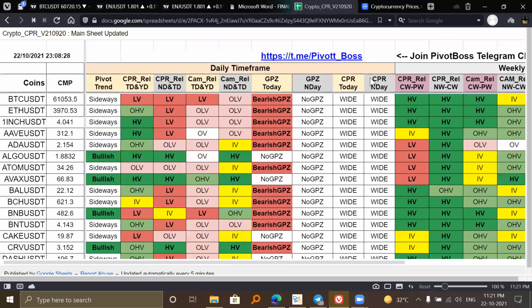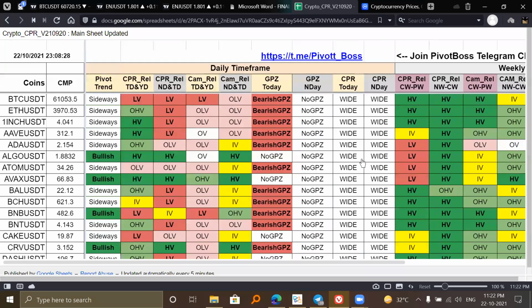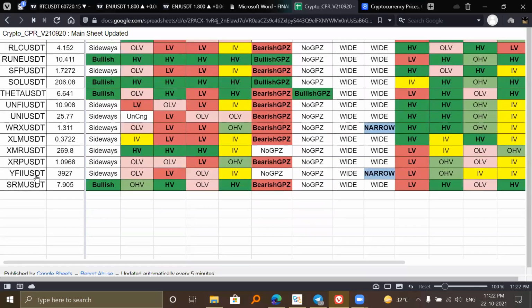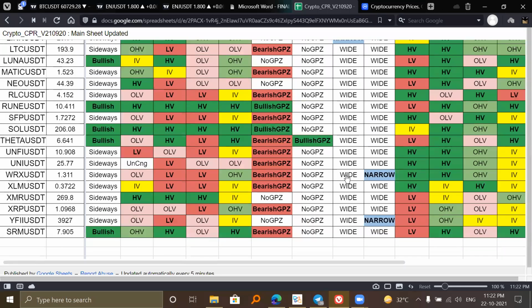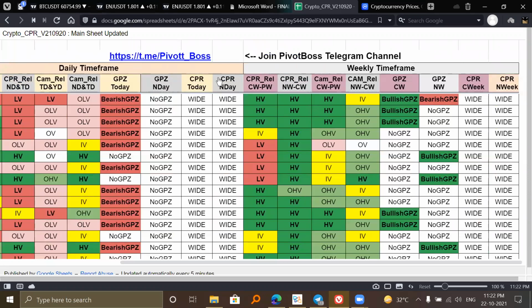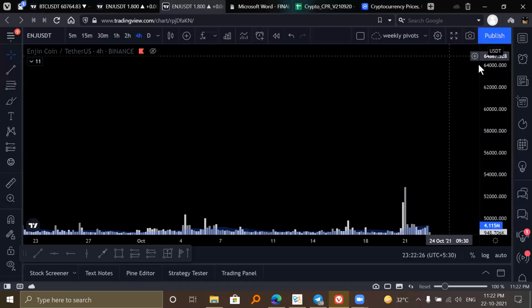And CPR next day, this is the length of CPR next day. Next day, what may happen? Next day almost all coins have wide CPR only, and these 2 coins, like WRX, WZRX and this YFI, have narrow CPR next day. And the same comes for the weekly time frame too. Weekly time frame is also the same. 4 hour, right?